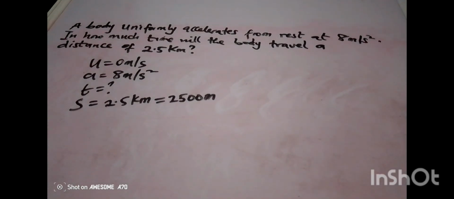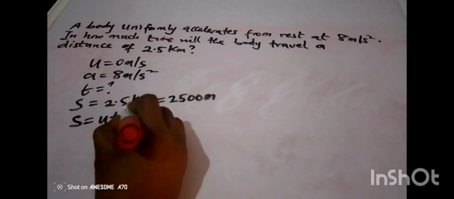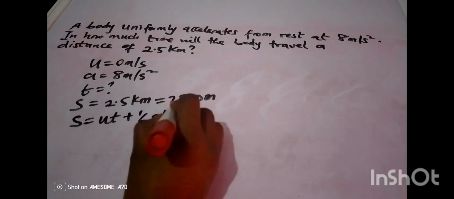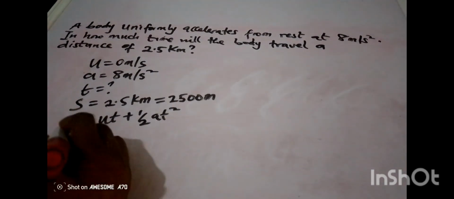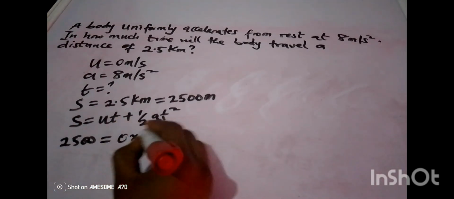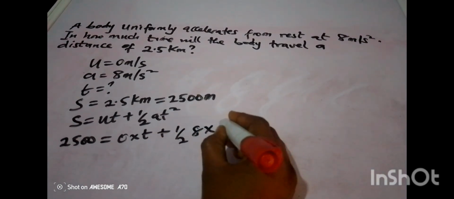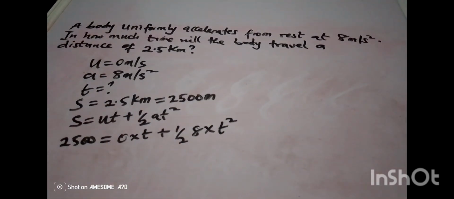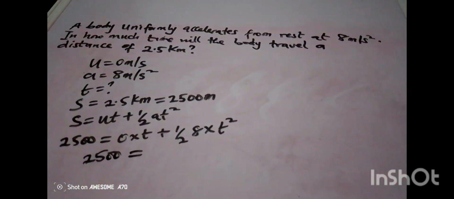If you look at these parameters, we are looking for t. The equation of motion we are using here is s equals ut plus half at squared. So let's substitute the parameters that we have. I'm going to have 2500 equals u, which is 0, times t, where t is unknown, plus half times a, 8, times t squared. So let's solve the mathematics now. 2500 equals, 0 times t is 0.